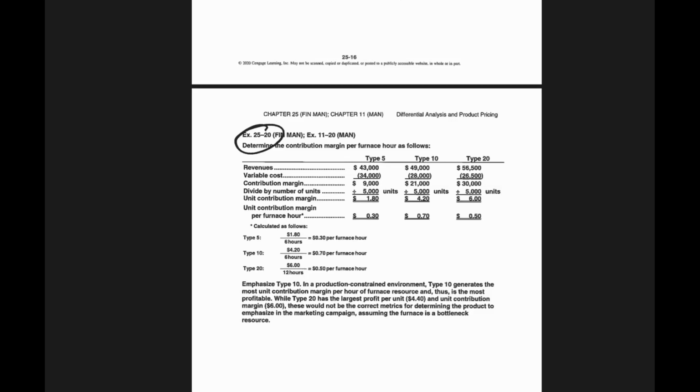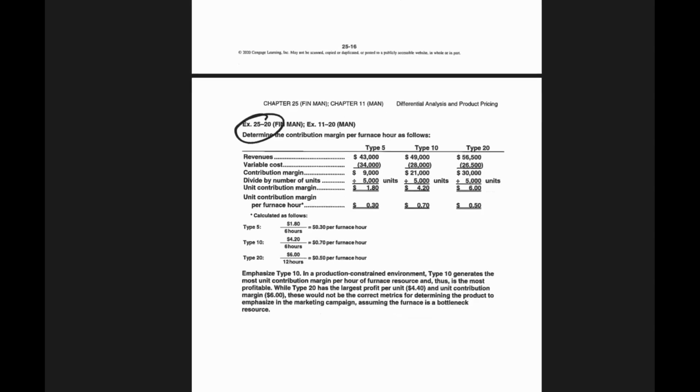All right, let's finish chapter 25. The next one is number 20. It's a product decisions under bottlenecked operations. So this mill has 3 grades of metal, type 5, 10, and 20. Financial data for the 3 grades are as follows.